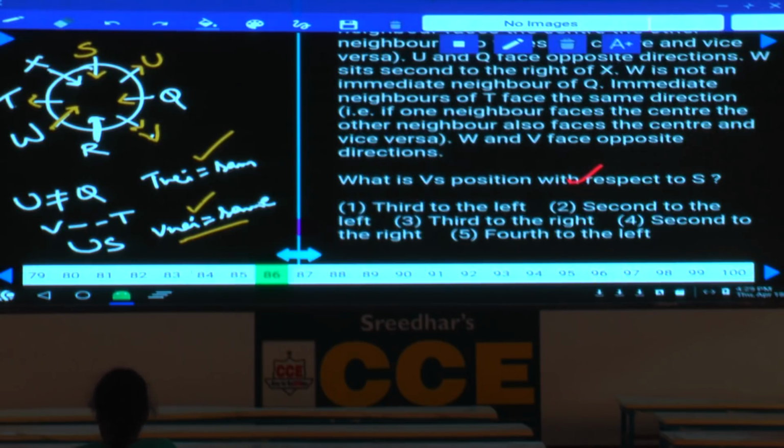Question number 86. Now in this 86, what is V's position with respect to S? Now V is here. 1, 2, 3. V sits third to the left of S. V is seated third to the left of S, that is choice 1.